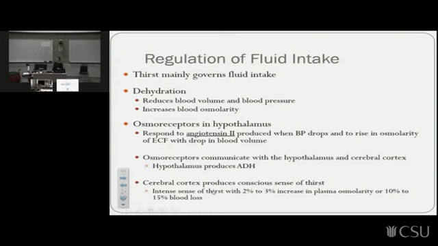So intense thirst occurs with a 2 to 3% increase in plasma osmolarity, or 10 to 15% blood loss. A 2 to 3% increase in plasma osmolarity is essentially a significant reduction in blood volume, which starts to send signals to those osmoreceptors and tells the brain to send signals to the rest of the body to distribute that conscious sensation of thirst. So you feel like drinking water and you have a drink, and it also tells the body to lose salt and retain water.